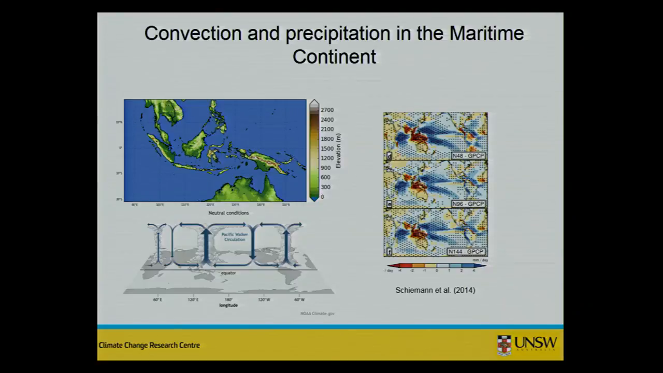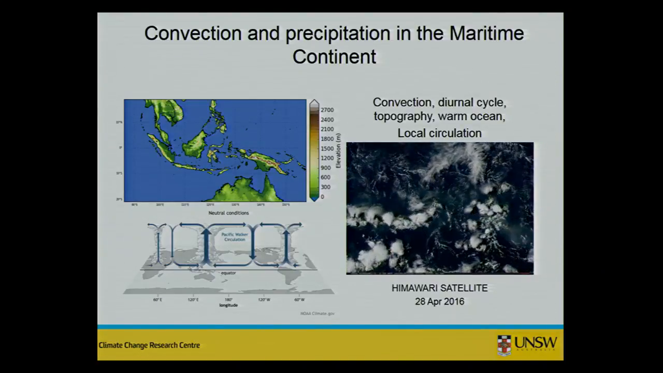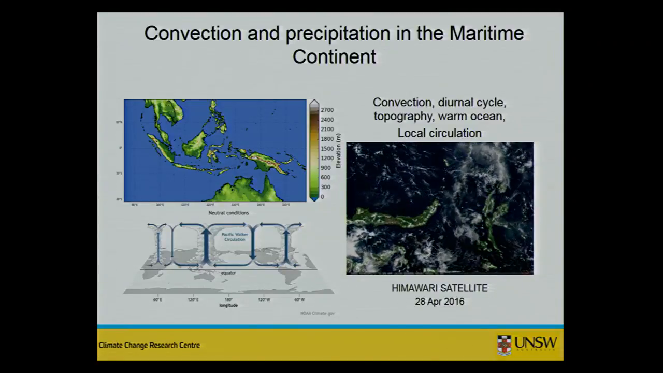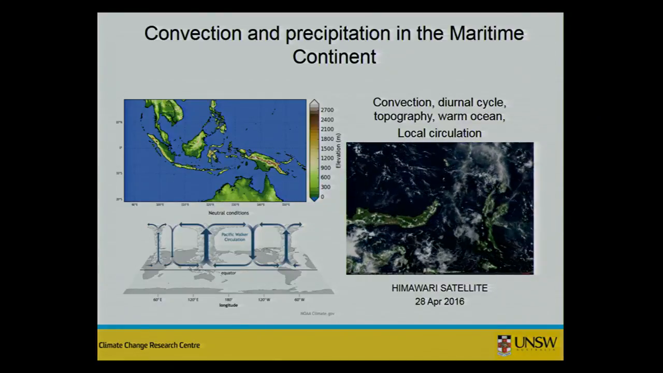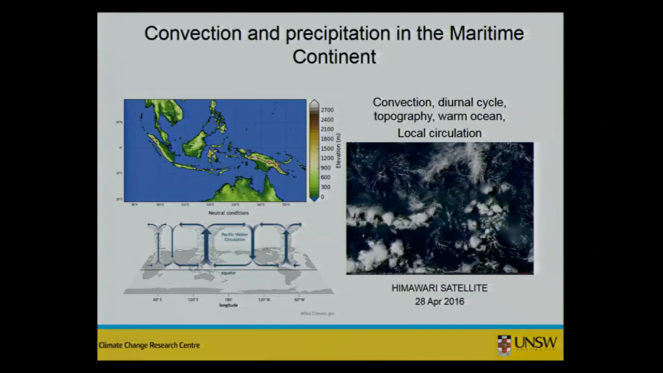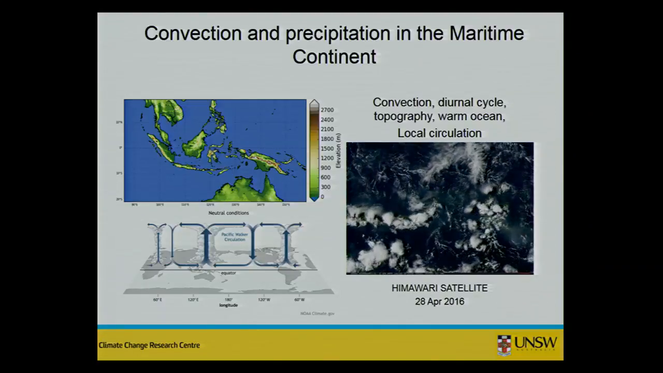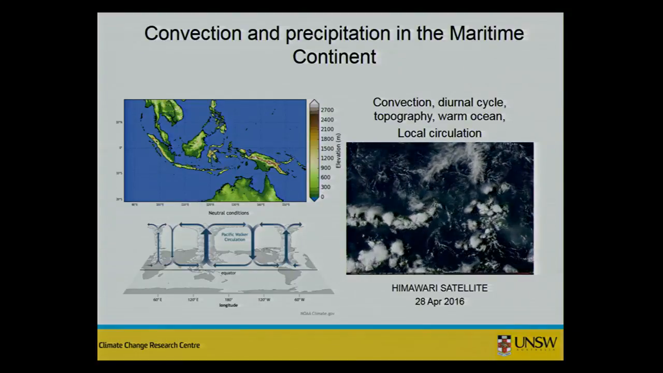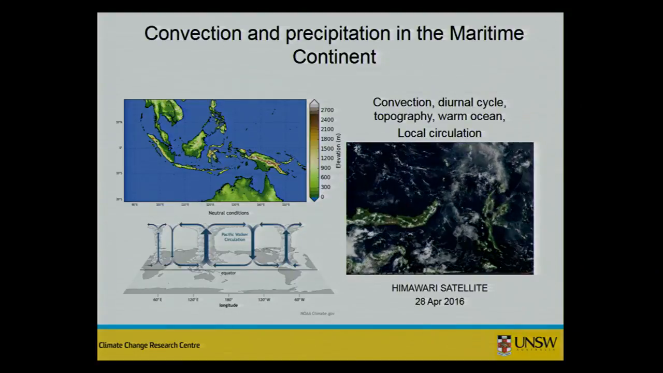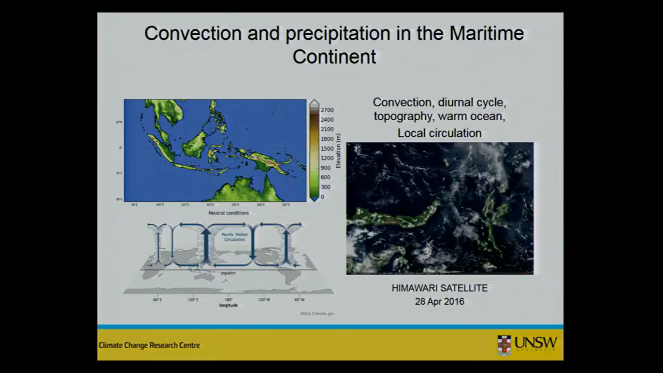One of the main reasons for this is that they don't capture the diurnal cycle, which is very important in this region. This is just an image of the Himawari satellite, a video, and we see deep convection just in the afternoon. There are almost cloud-free islands during the morning, and as soon as the sun passes by, we have this deep convection happening over the islands. So this region is characterized by convection dominating precipitation, a very strong diurnal cycle, very complex topography, warm ocean and therefore land-sea contrast, and very particular local circulation. So it's a great candidate to benefit from increased resolution.